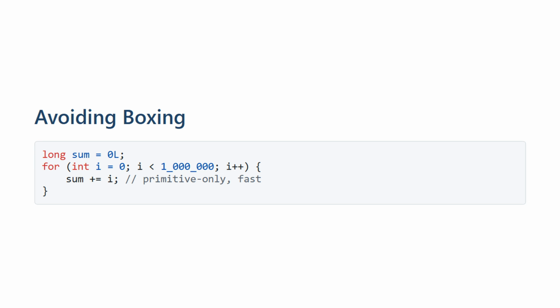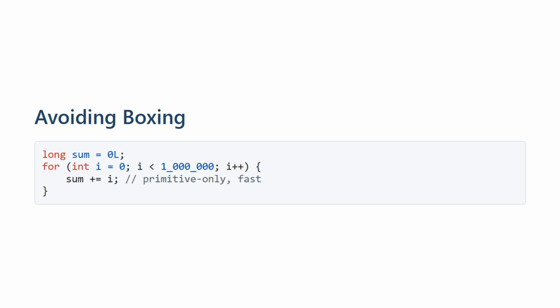When to use wrappers? Use wrapper types when object semantics are required, for example, working with generics or collections like List of Integer, allowing null values, using frameworks, reflection, or APIs that expect objects. Wrappers make primitives compatible with Java's object-oriented features.